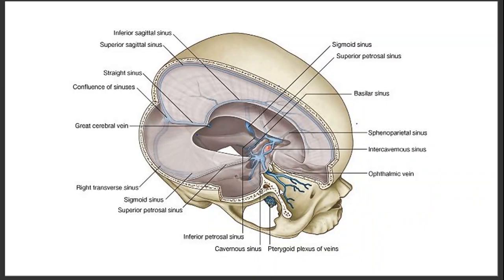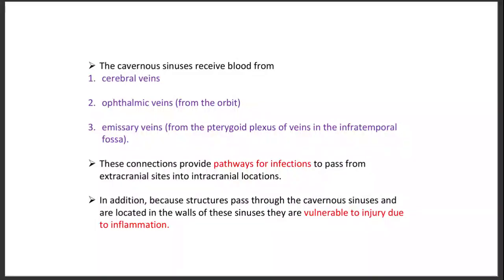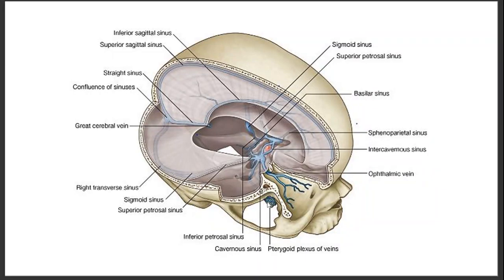Okay, so you can see the ophthalmic vein here. It is entering there and then communicating with the cavernous sinus. And the cavernous sinus is paired. You have got one on the left, one on the right, and those guys communicate via the intercavernous sinus. You also have the pterygoid plexus of veins in the infratemporal fossa. You can see here to communicate via the emissary veins to the cavernous sinus.